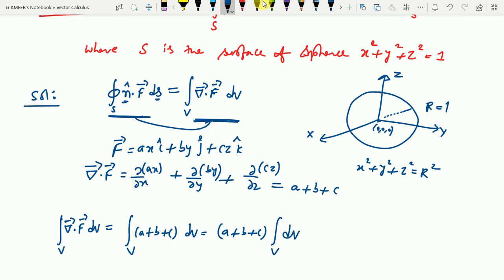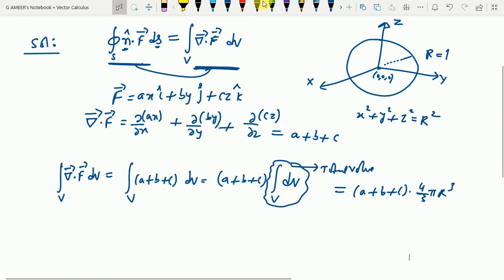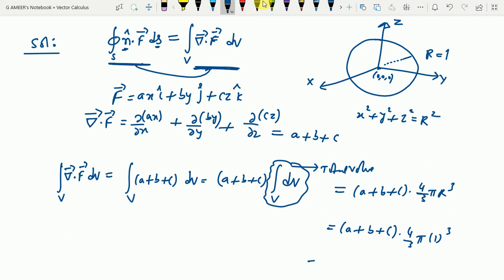So what is this term actually? This term will be the total volume. A standard formula, we all know the volume of the sphere is 4 by 3 pi r cube. But r is 1 here, so that is (a plus b plus c) into 4 by 3 pi, 1 cube. Then the answer is (a plus b plus c) into 4 pi by 3. That's it. So quite easily done.